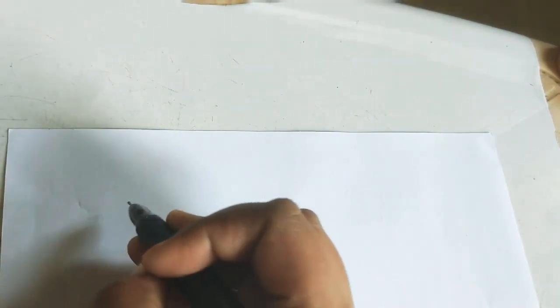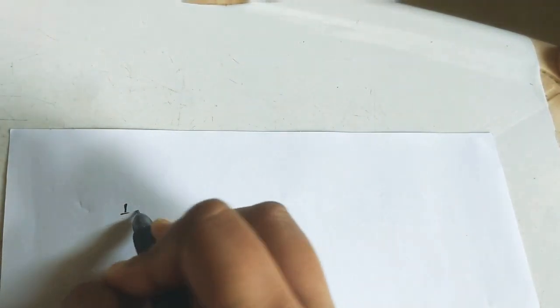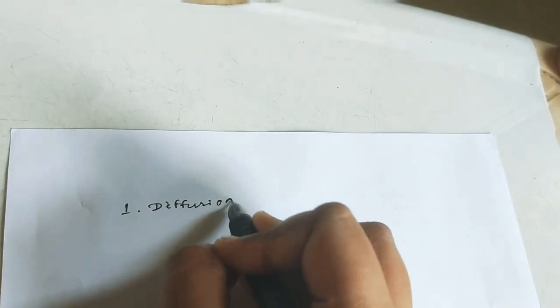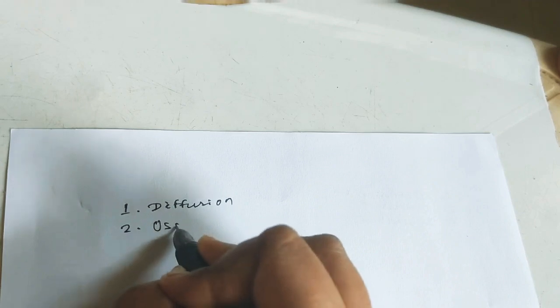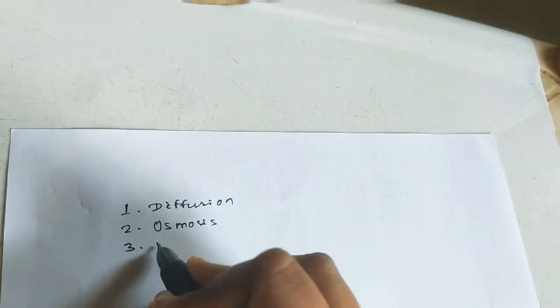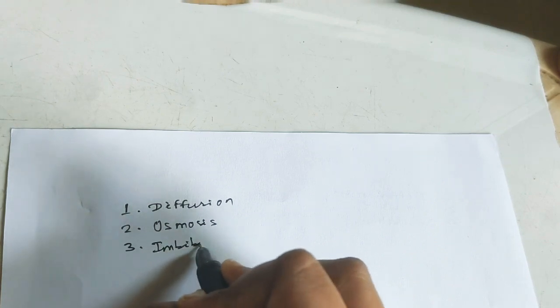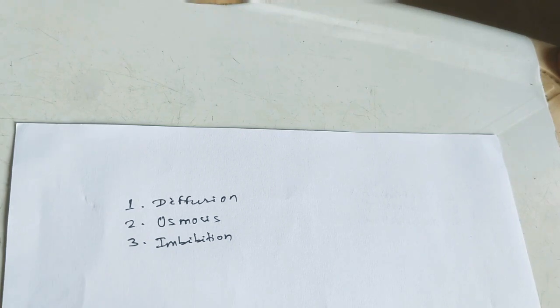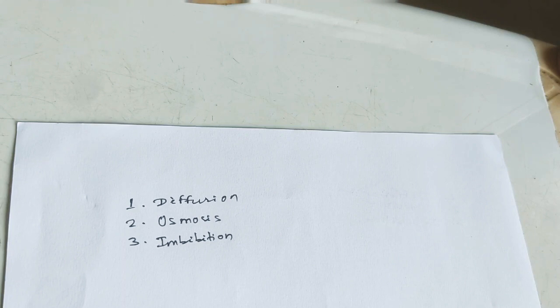The first important basic process is diffusion, the second one is osmosis, and the third one is imbibition. These three processes are responsible for water release from the leaves to the outer atmosphere. Got it? Clear? Okay. Then come to the definitions.